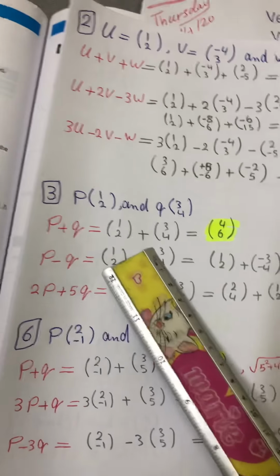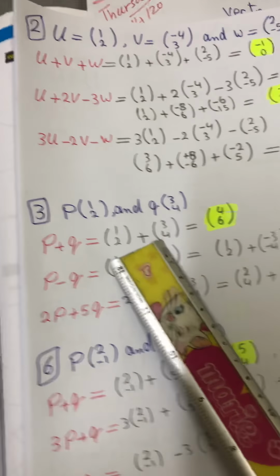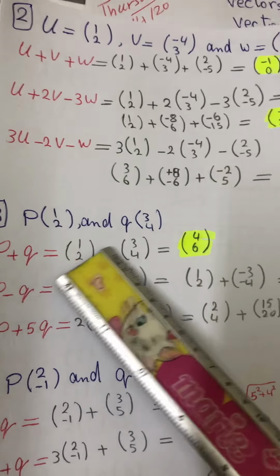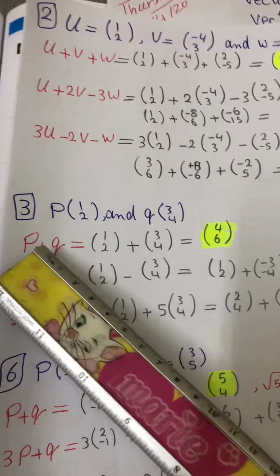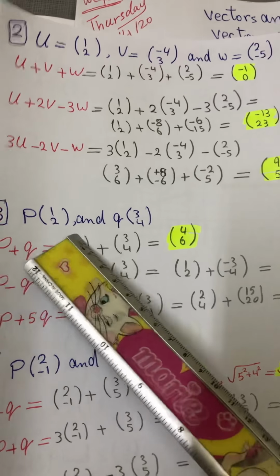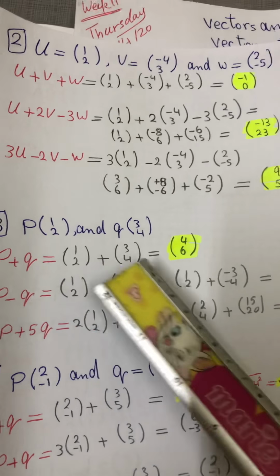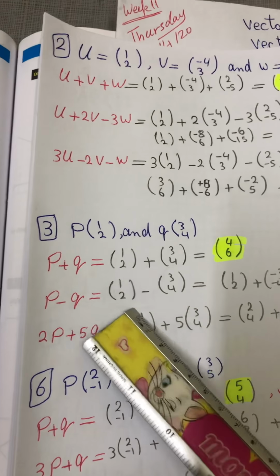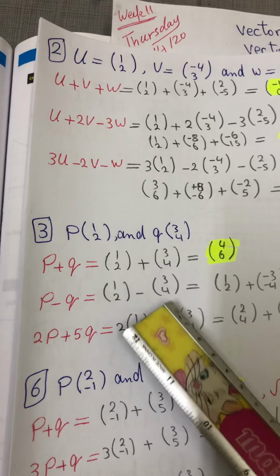Okay. I am still in exercise 1, page 232, question number 3. We have given P 1, 2 and Q 3, 4. P plus Q, easy. 1, 2 plus 3, 4. 1 plus 3 equal 4. 2 plus 4 equal 6. No problem. P minus Q.